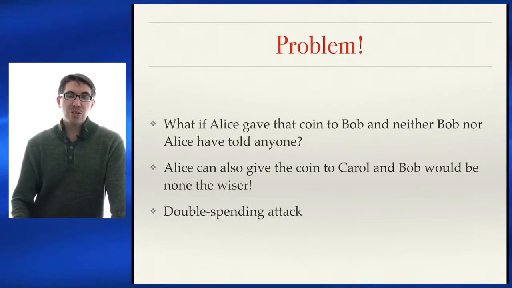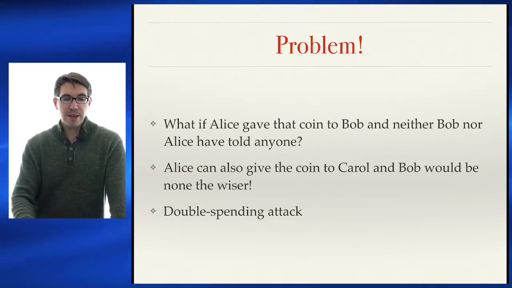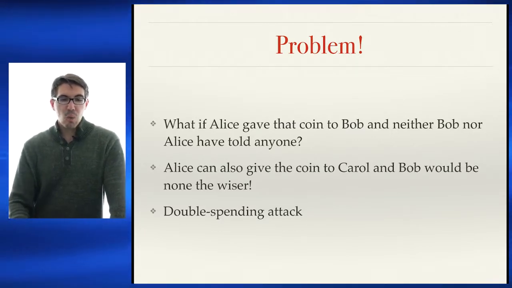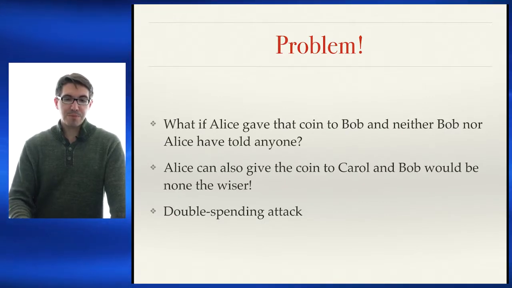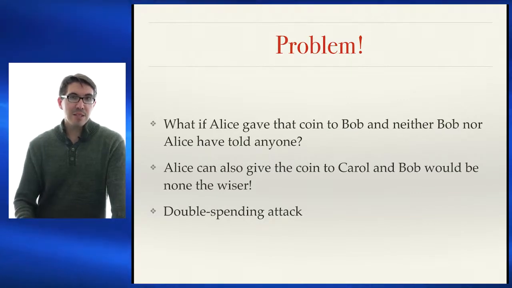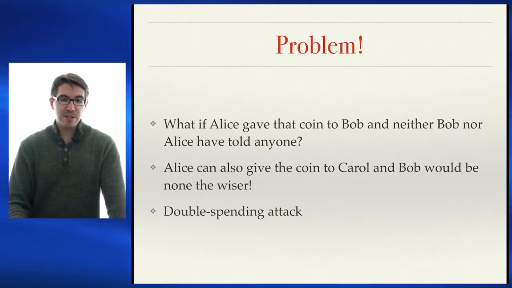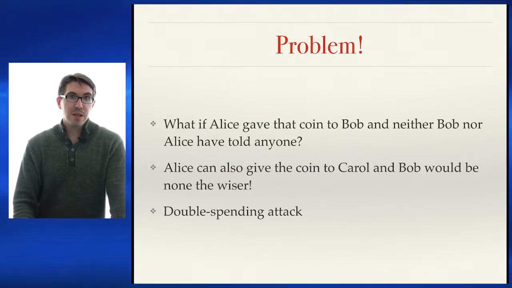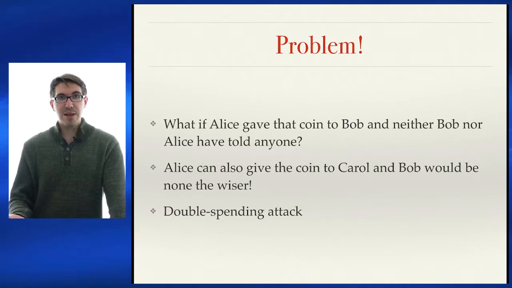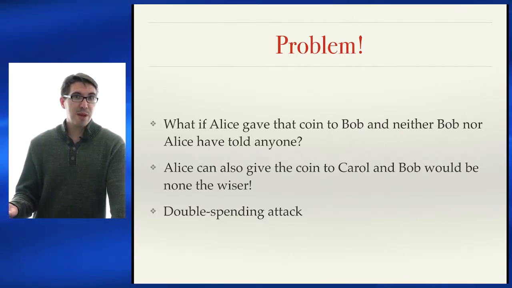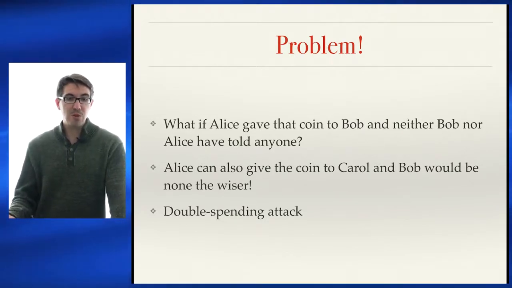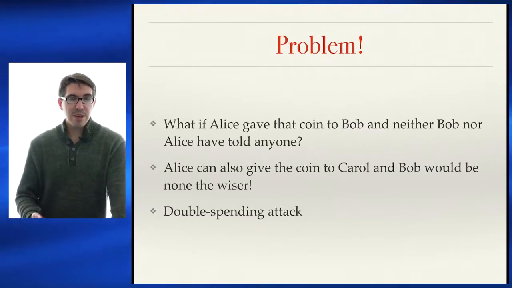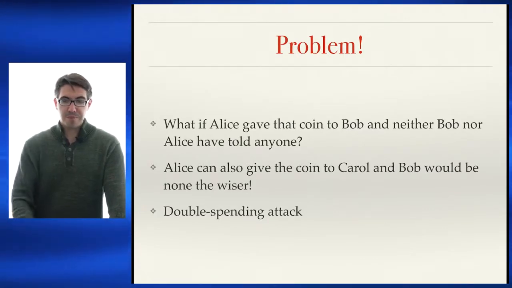So this allows us to verify that coins are valid, but there is a problem here. What if Alice gives a coin to Bob, but neither Bob nor Alice have yet told anyone else? Alice can do the exact same calculations to give the coin to Carol, and Bob would be none the wiser. So now Carol has the coin and Bob doesn't. Or maybe perhaps you could think of it as Bob having the coin and Carol doesn't. So here, this is called a double spend attack.